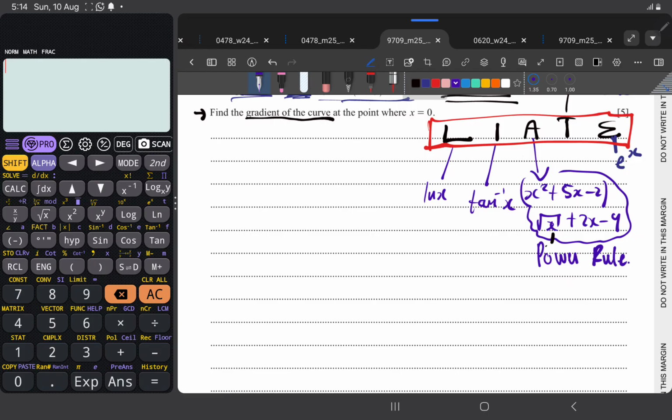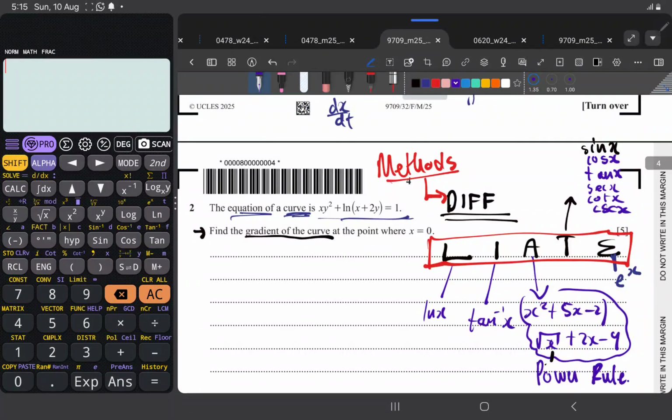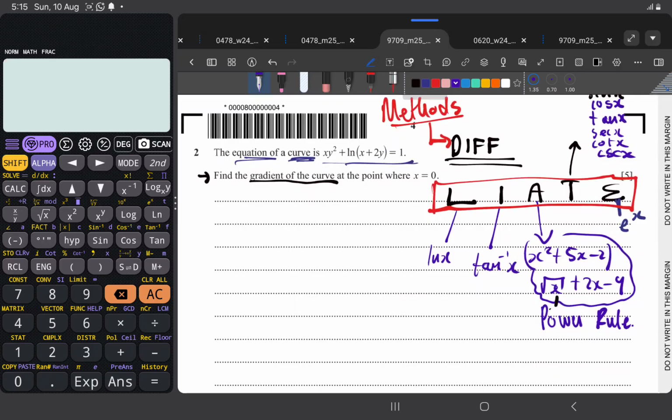Okay, now let's say I'm done with this. Let's say I now know the derivative of ln. I now know the derivative of tan inverse. I know the derivative of sine all the way to cosec. I know the derivative of e to the x, and I can use the power rule. I'm done. So am I done with the methodology? Hell no. You're not done. What else should I know?